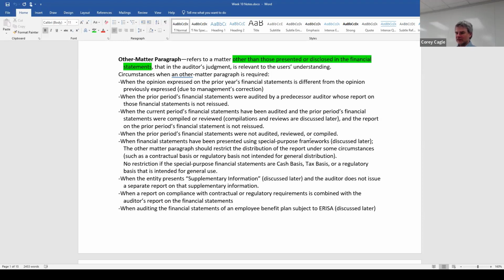there's no restriction necessary. Other matter paragraph would be required when there is supplementary information presented and the auditor does not issue a separate report on the supplementary information. That's discussed later too. It would have another matter paragraph when a report on compliance with contractual or regulatory requirements is combined with the report on financial statements. And if it's auditing financial statements of an employee benefit plan, we're really getting out there now, right?